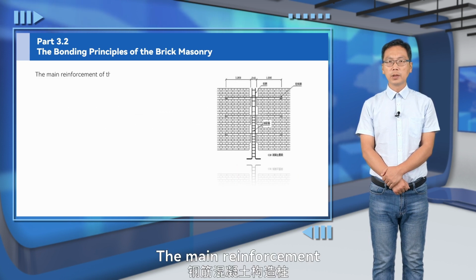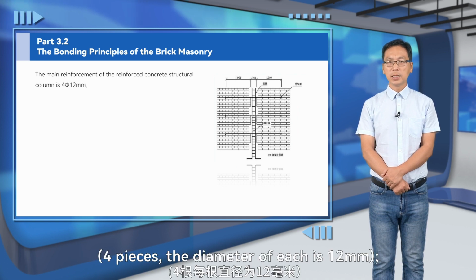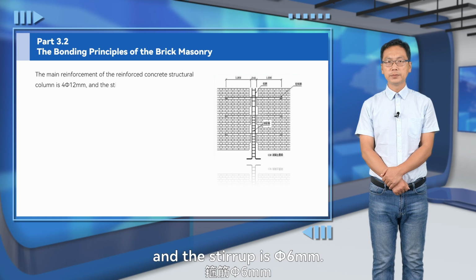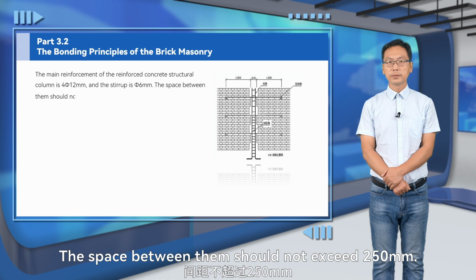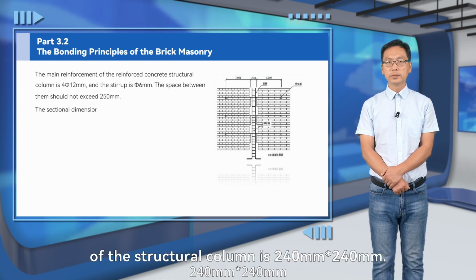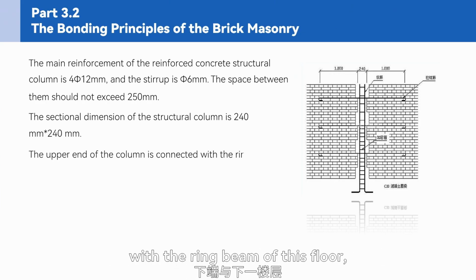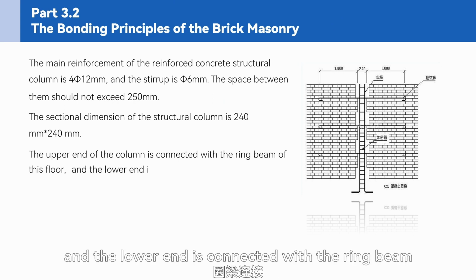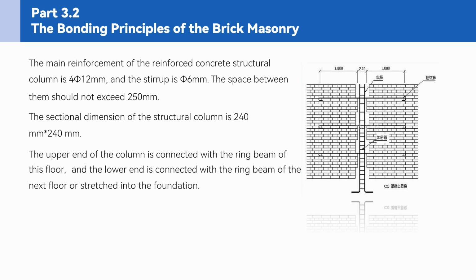The main reinforcement of the reinforced concrete structural column is 4 pieces, the diameter of each is 12 mm, and the stirrup is 6 mm in diameter. The space between them should not exceed 250 mm. The sectional dimension of the structural column is 240 mm by 240 mm. The upper end of the column is connected with the ring beam of this floor, and the lower end is connected with the ring beam of the next floor or stretch into the foundation.